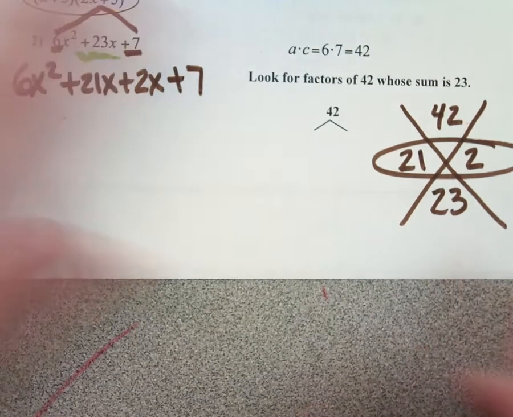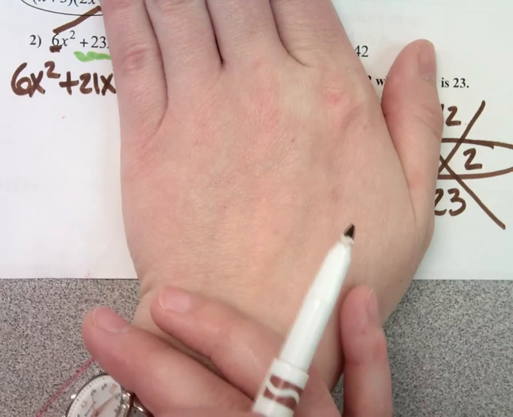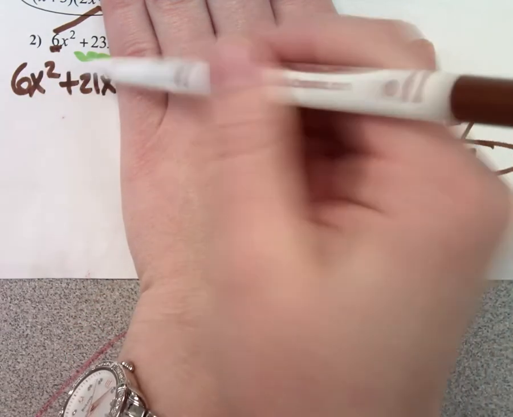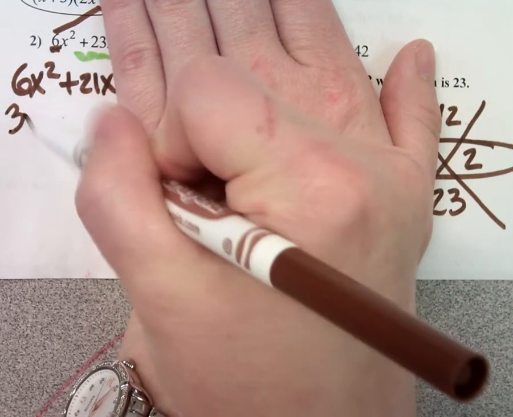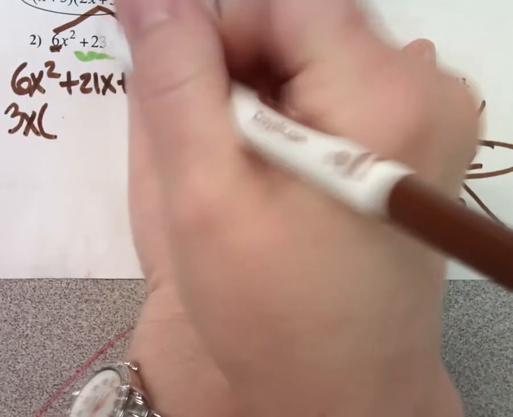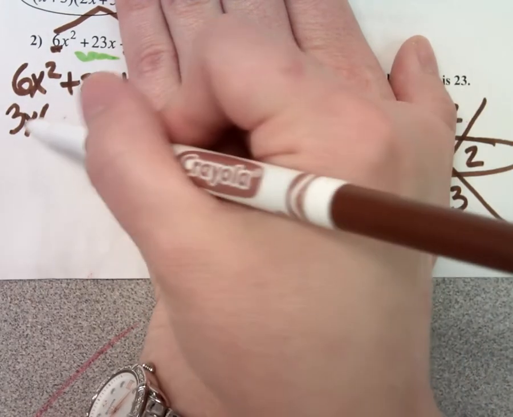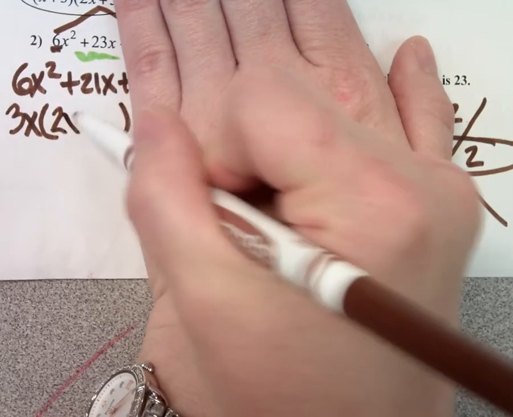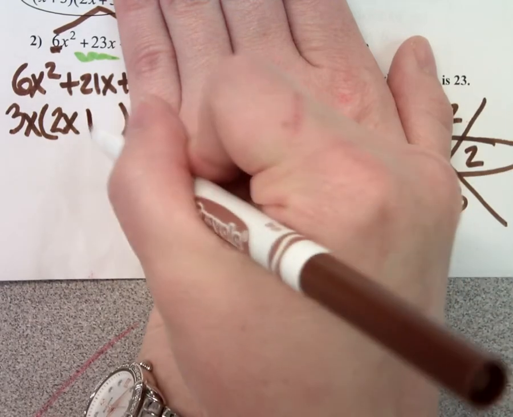Okay, once you do that, you look at your first 2 pieces and you ask yourself, what's the GCF out of those first 2 things? What's the greatest thing that will go into both of those? 3x. And every time you find a GCF, you slap a set of parentheses back behind it. So 3x times what makes 6x squared? 2x. 3x times what makes 21x? A positive 7.